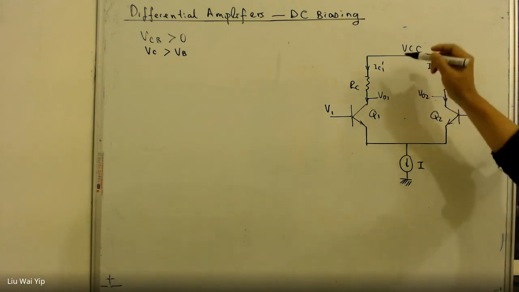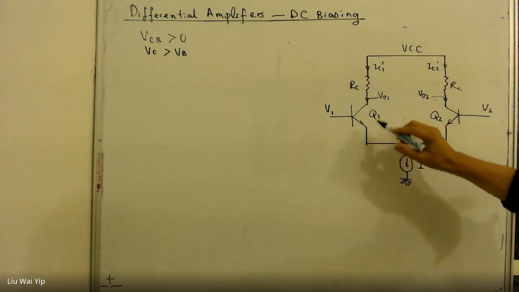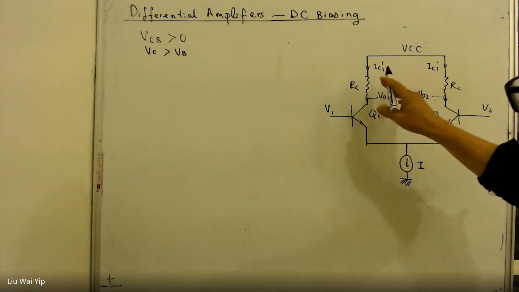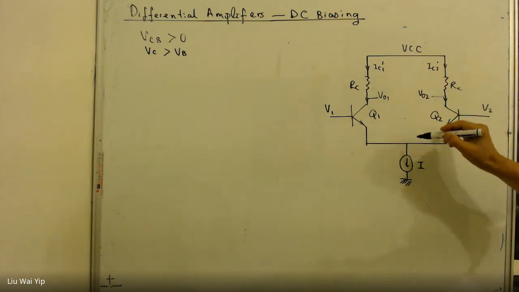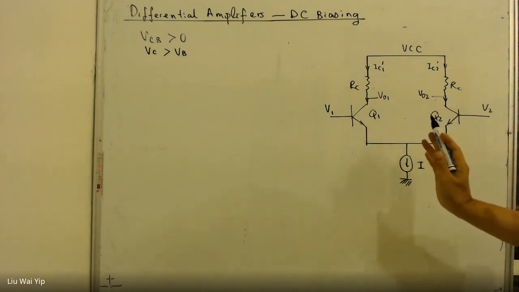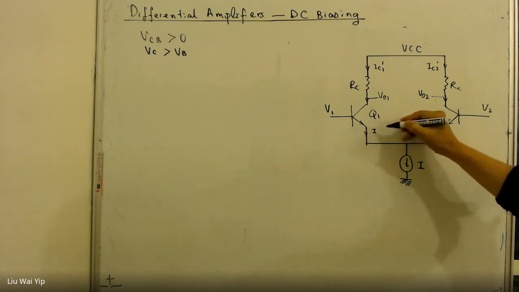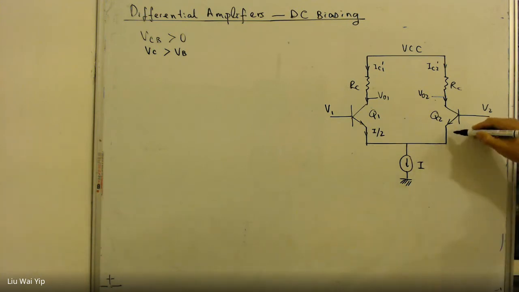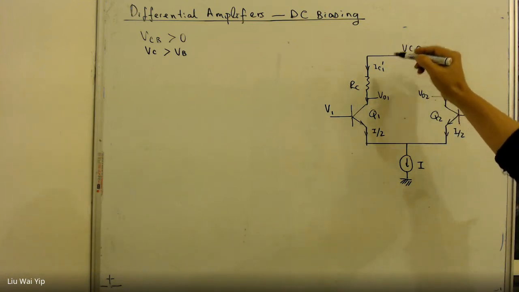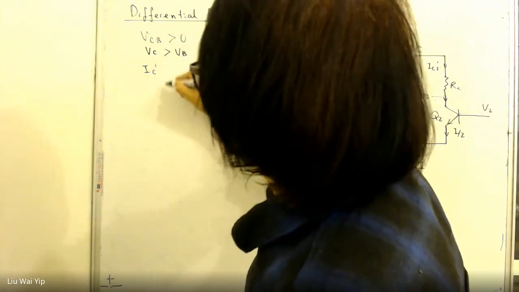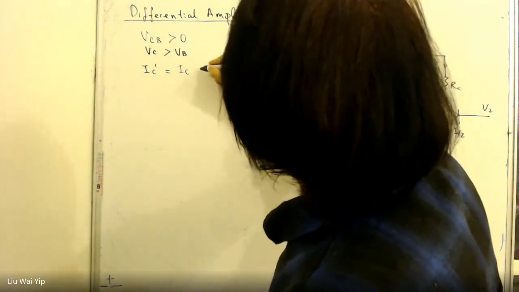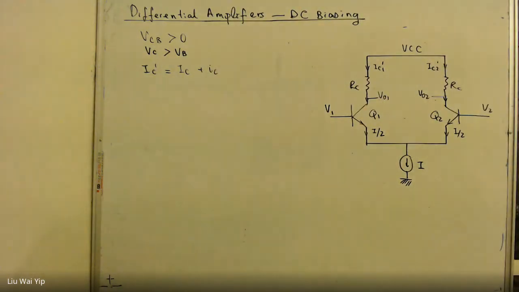To begin with, we need to know what is the total current in a particular branch. Let's assume the total current contains the DC current as well as the small signal current. The DC current on the left branch is I divided by 2, and the same goes for the right branch. And the total current IC1 contains two components. One is the large signal component, IC, and the other one is the small signal component, this little ic.